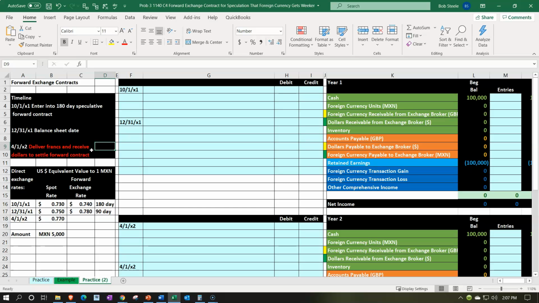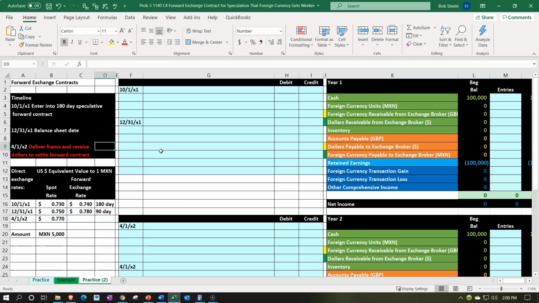We're basically making a speculation that in the future there's going to be a difference or a change between the relative currencies, our currency and the foreign currency. In this case, we're looking at the Mexican peso, and we're assuming that the Mexican peso will weaken. So this is kind of the mirror opposite of what we did last time.